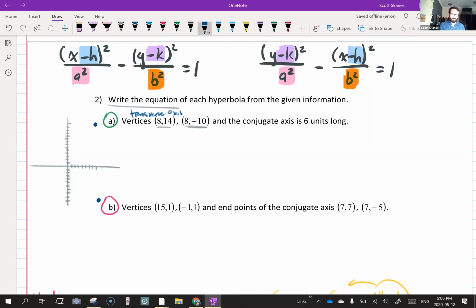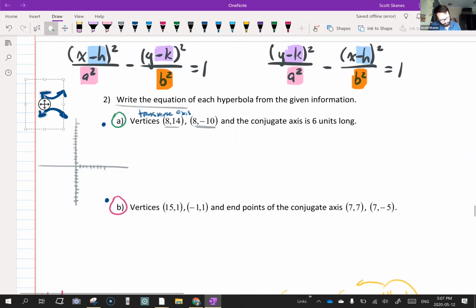Believe it or not, we know which is the transverse axis now. Which one is it? If my vertices are up and down like this, if my vertices are on the transverse axis, on the main axis, I must have a shape that looks like this. I don't know why that went wrong. My shape must be like this, which means I'm going to have a y first in my equation. But if you didn't see that yet, let's work towards it.